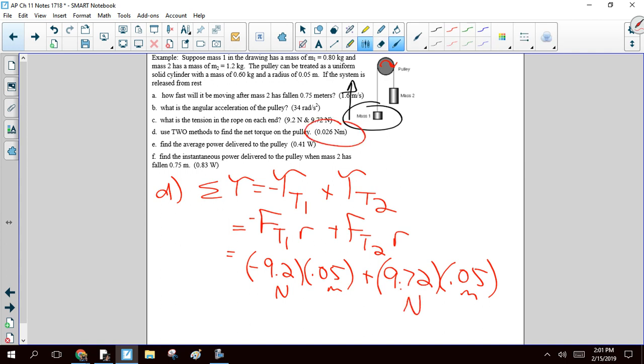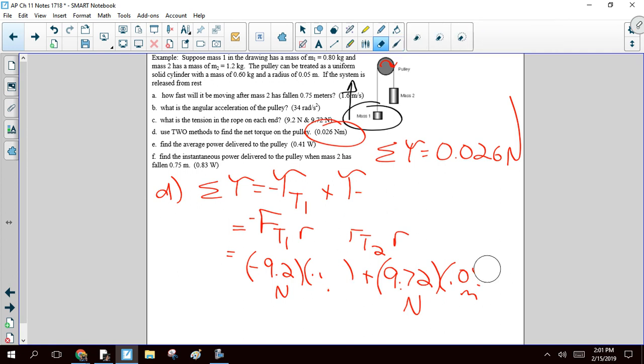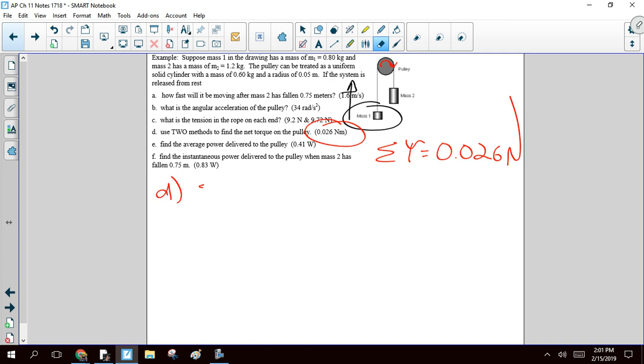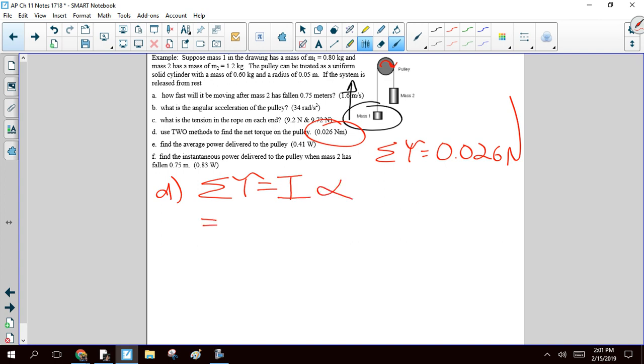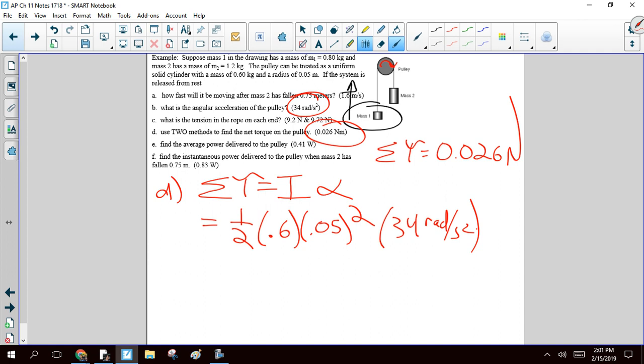And so if you do that, it gives you a net torque of 0.026 newton meters. All right, so that's one way that we can go about finding the net torque. Option number 2 is to use what we learned yesterday. I keep saying yesterday, I just mean in the last video. So net torque is I times alpha. So let's see, I for a disk is 1/2 the mass times the radius squared times the angular acceleration, which we already found. Okay, and it gives you the same answer, which makes us happy.